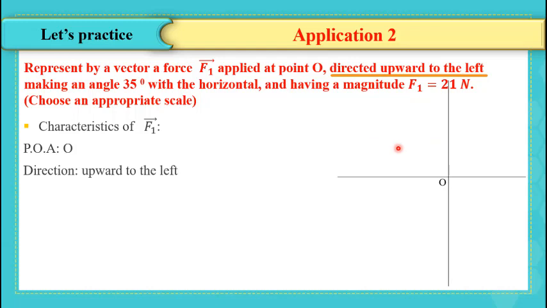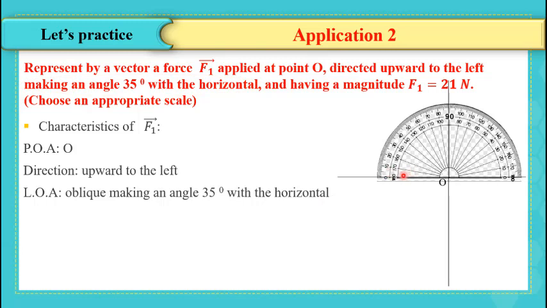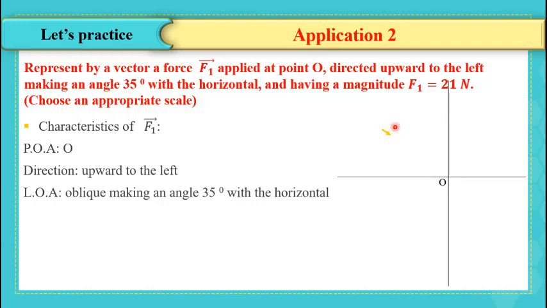Since the direction is upward to the left, then the line of action is an oblique line. Actually, this line is making an angle 35 degrees with the horizontal. To draw an oblique line making an angle 35 degrees with the horizontal, you need to use a protractor. Since the angle is given with the horizontal line, then you are going to place the protractor on the horizontal line in this way, and read on it 35 degree: 10, 20, 30, and this is the 35 degree, and mark this point. Then remove the protractor.